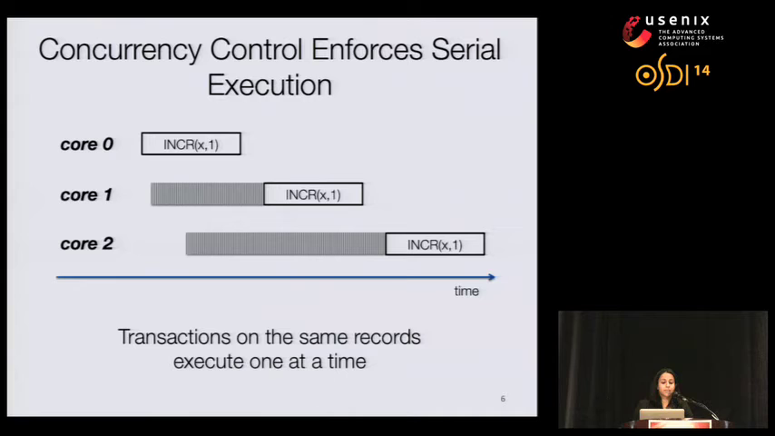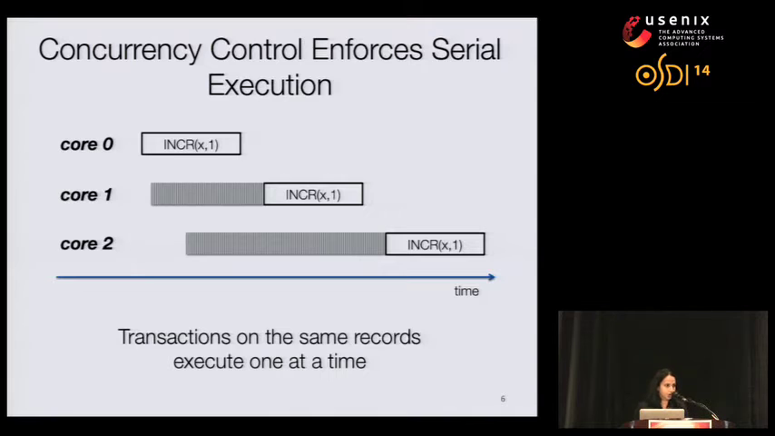So that's actually a problem because existing concurrency control enforces serial execution of transactions when they operate on the same record. So here we have 3 cores, and each core is executing an instance of that increment transaction on the same record, X. What happens here is they need to happen one at a time. We can't actually take advantage of the fact that we have multiple cores.